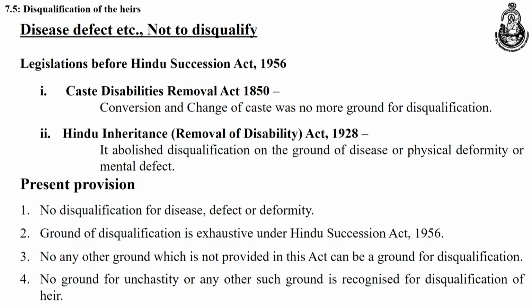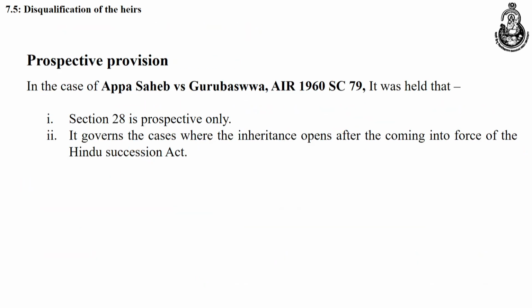Grounds of disqualification are exhaustive under the Hindu Succession Act 1956. No other ground which is not provided in this Act can be a ground for disqualification. No ground of unchastity or any other such ground is recognized for disqualification of an heir. Friends, the provisions are prospective. In the case of Appa Sahib versus Guru Basavanna, the Supreme Court held that section 28 is a prospective provision. It governs the cases where the inheritance opens after the coming into force of the Hindu Succession Act.